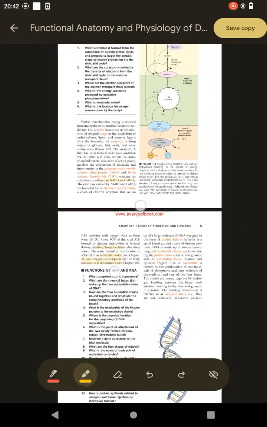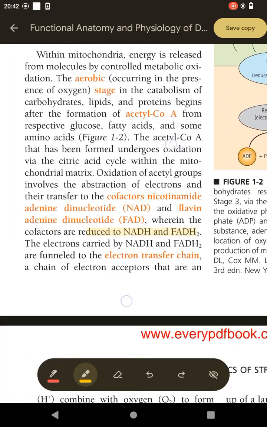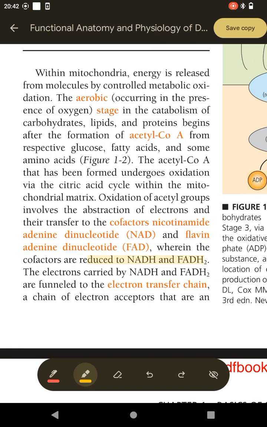So, in short, what is about energy production? It tells that within the mitochondria, by metabolic oxidation of the molecules, energy is released. But how? How oxygen is used, how water is formed, all these things are described here. Aerobic means that which occurs in the presence of oxygen. As you know, the catabolism of carbohydrate, lipid, and proteins, and the formation of acetyl coenzyme A from respective glucose, fatty acid, and some amino acid.